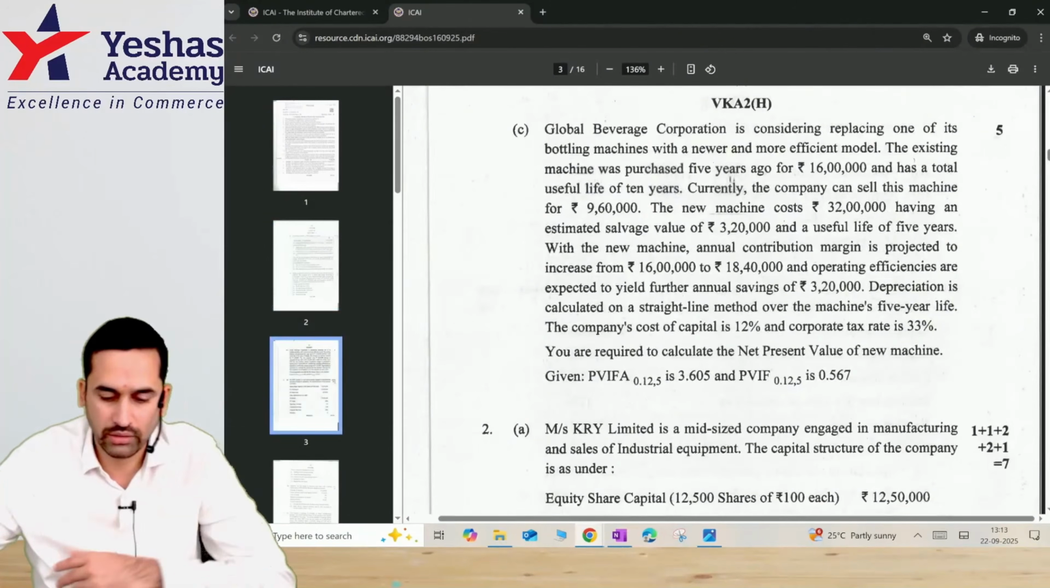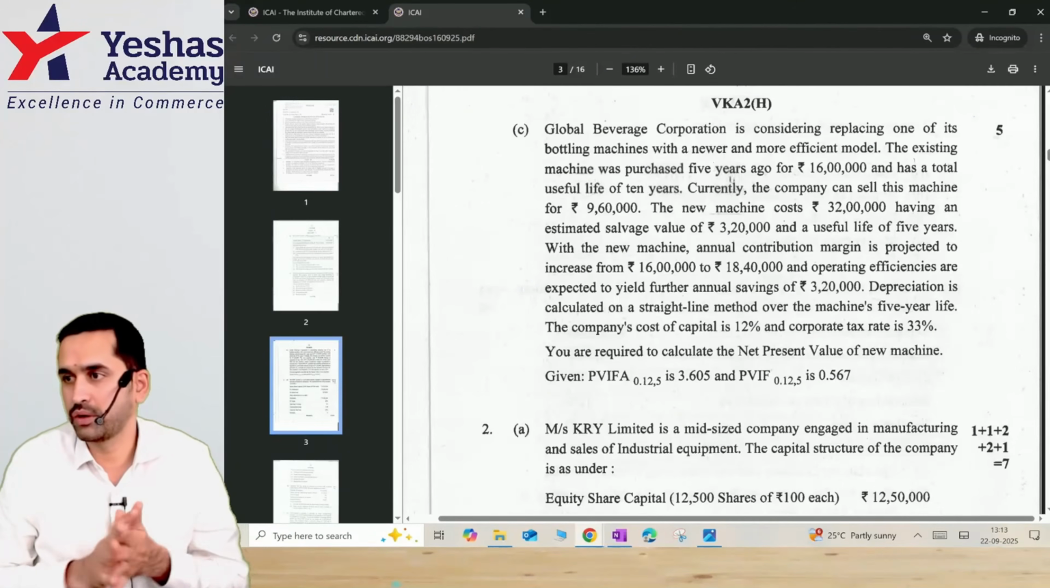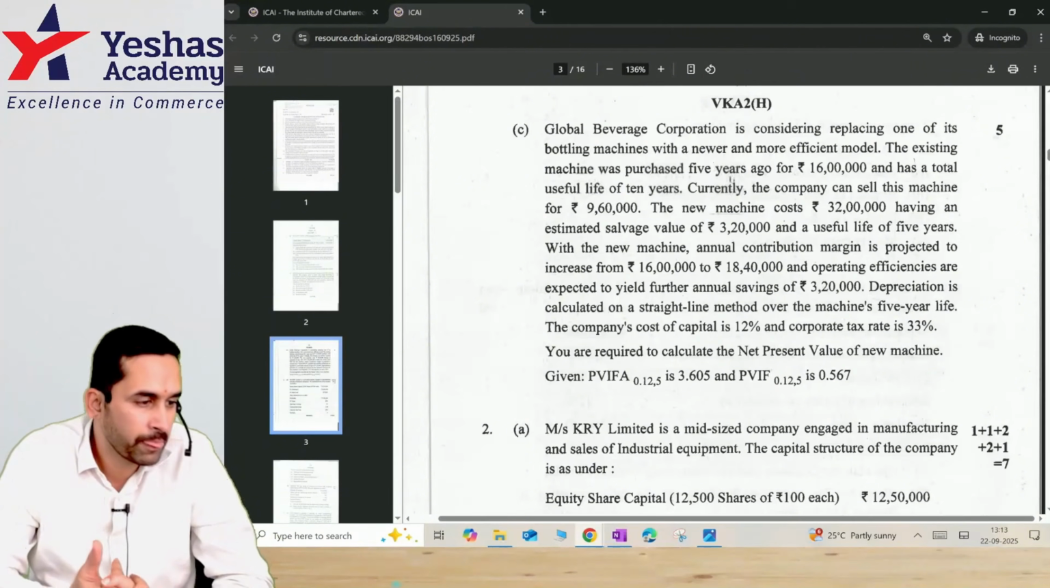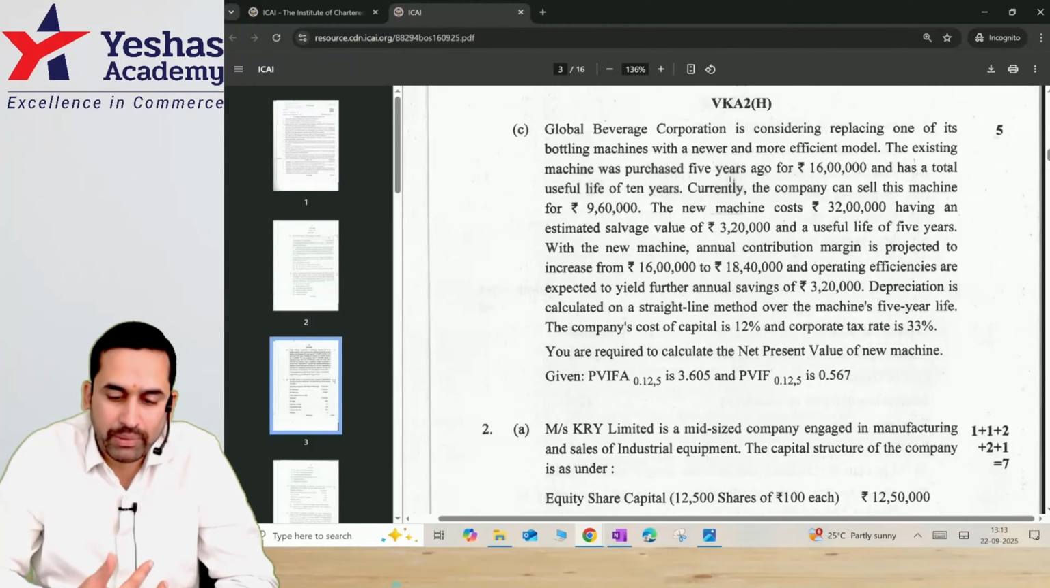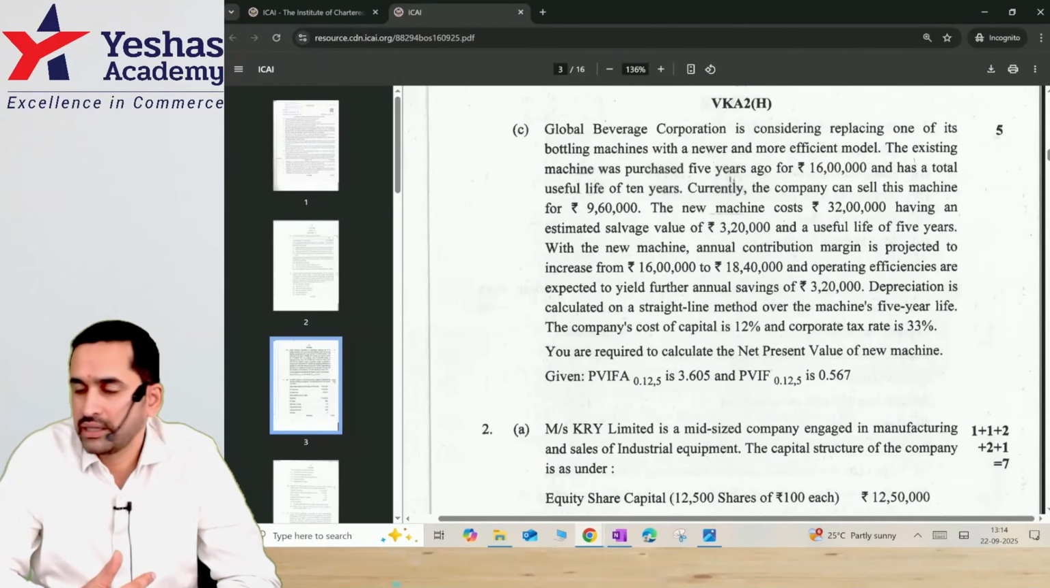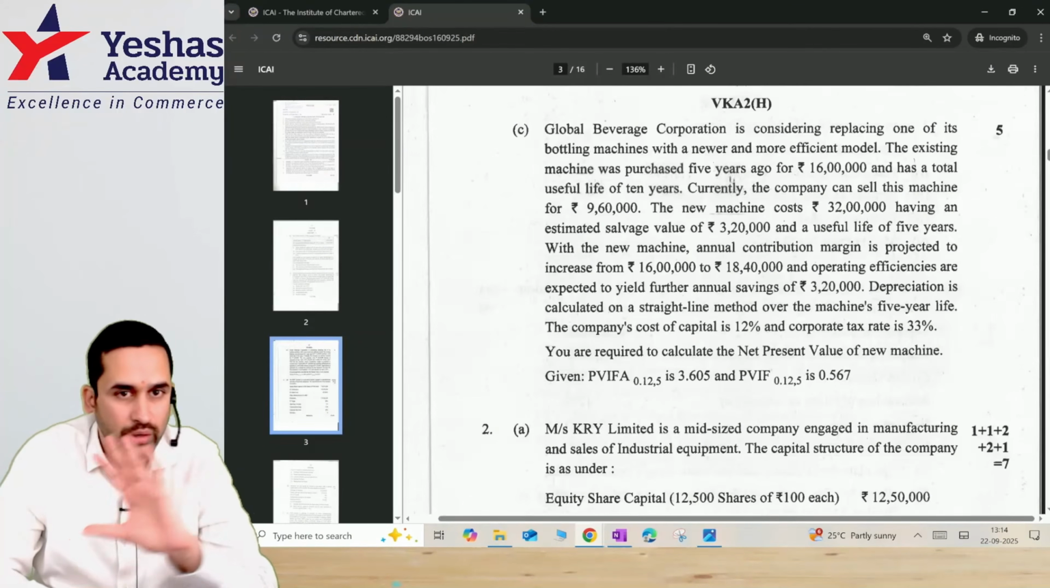Moving on. Question C. This is from investment decision, capital budgeting question. Global Beverage Corporation is considering replacing one of its bottling machine with new machine. Existing machine was purchased 5 years ago for 16 lakh rupee. This 16 lakh will not be cash outflow today.